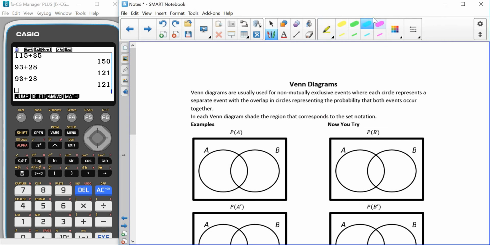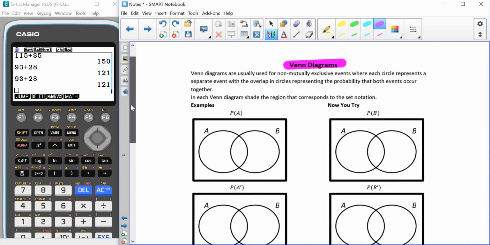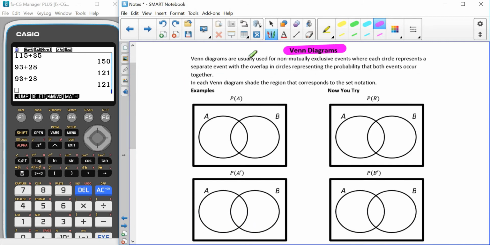So now we're going to have a look at Venn diagrams, and hopefully again you have seen these before at GCSE. So Venn diagrams are usually used for non-mutually exclusive events, where circles represent the separate events and the overlap represents the probability that both of them occur together. So in each of these Venn diagrams, we are going to shade in the area that is listed above, okay?